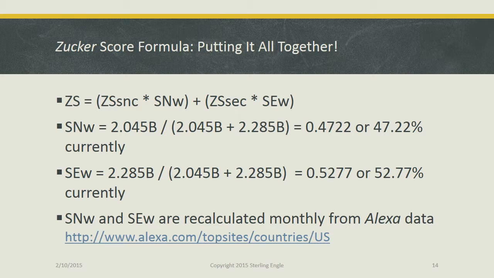These new categories can be added to the Zucker formula, as long as estimated monthly unique users are available for them.